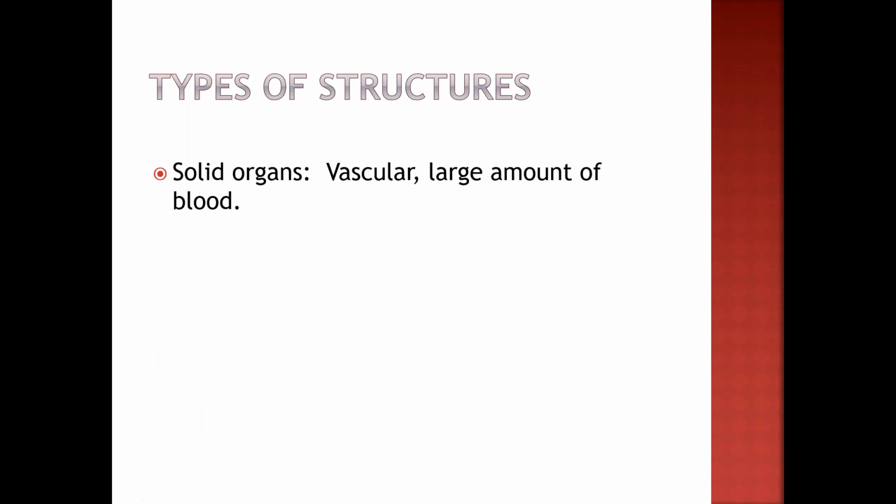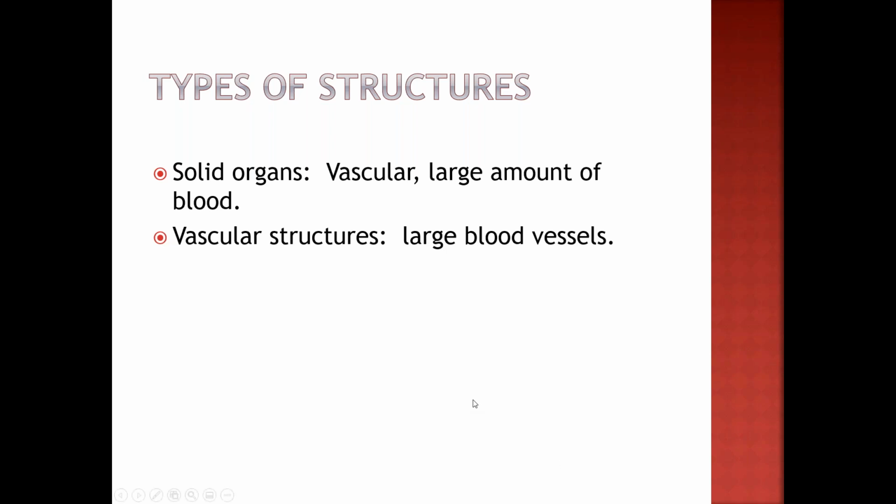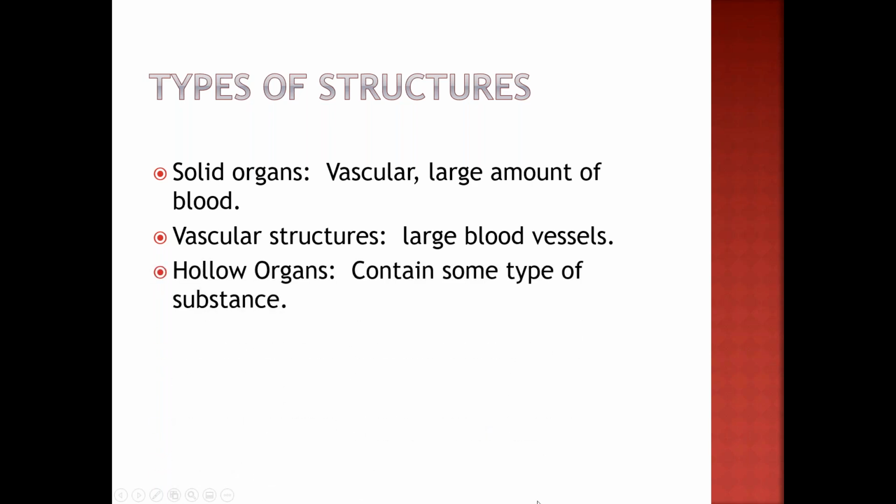So our types of structure, I mentioned this 2 slides ago. We have solid organs, which are going to be your vasculature, very large amount of blood, such as our liver. And then we also have vascular structures, which are going to be our large blood vessels, so our vena cava that's running through the center of our abdominal cavity. We also have hollow organs, so they are going to contain some type of substance in order to facilitate that breakdown of nutrients, and then also any food that's coming into the system.